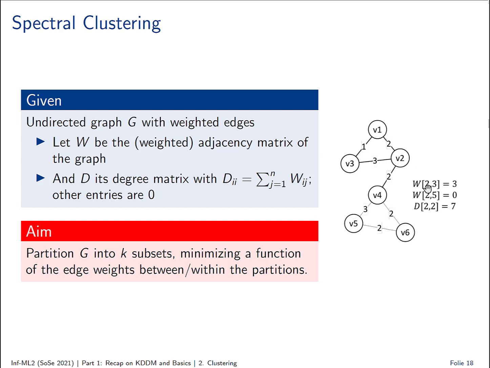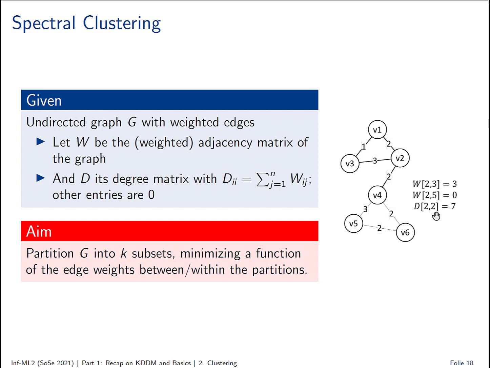Yeah, so the entry in the adjacency matrix, which is an n times n matrix for n objects, would be 3 in that case. And the weight between 2 and 5 is 0 because we don't have an edge between those two. So in the case we have no edges, we have a 0 entry in the weighted adjacency matrix.